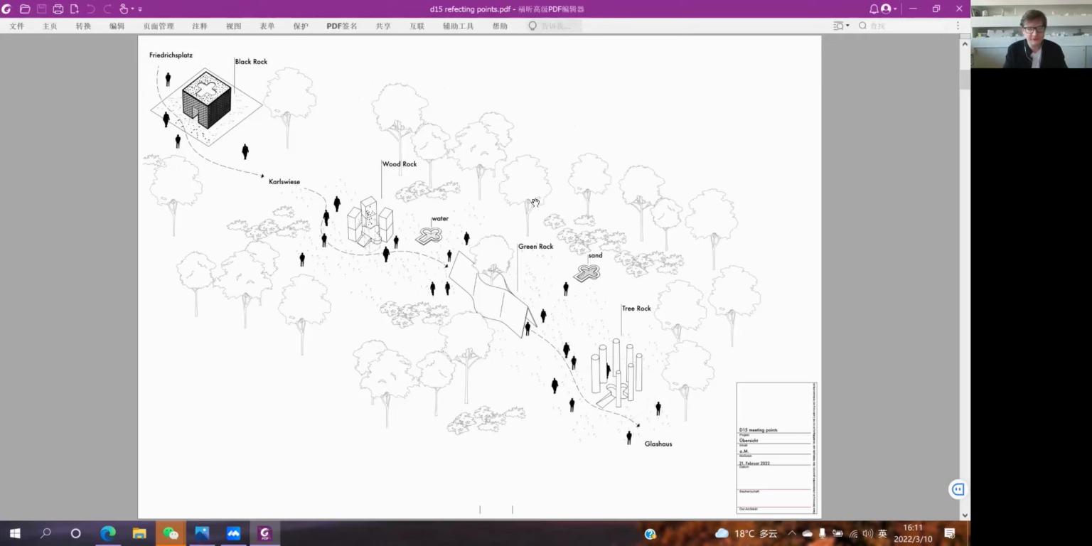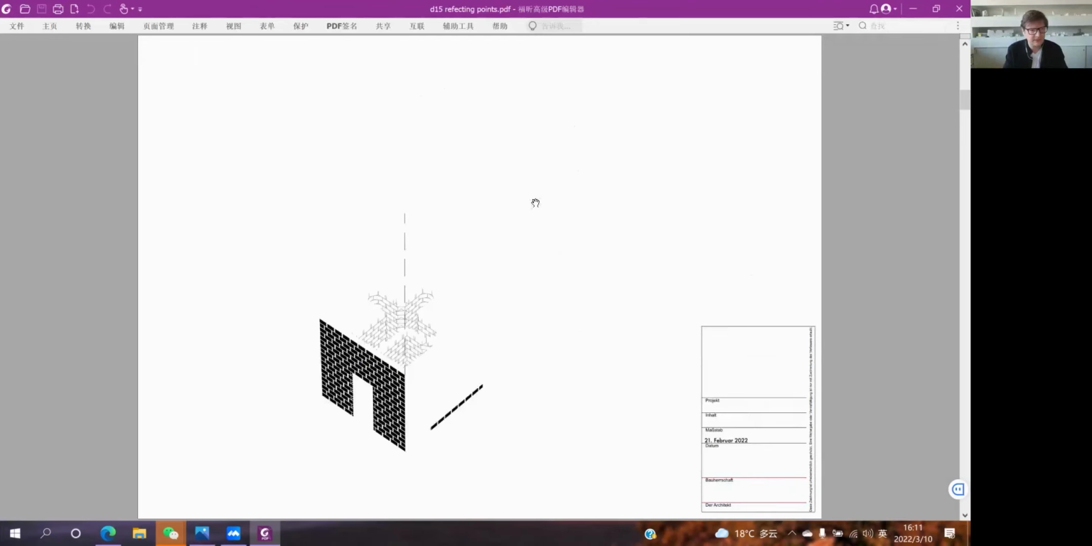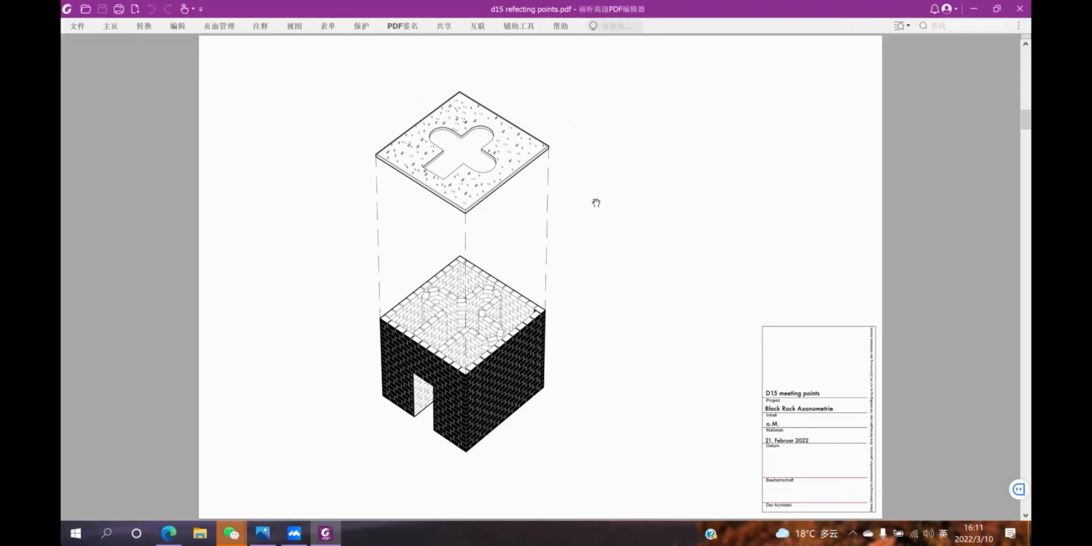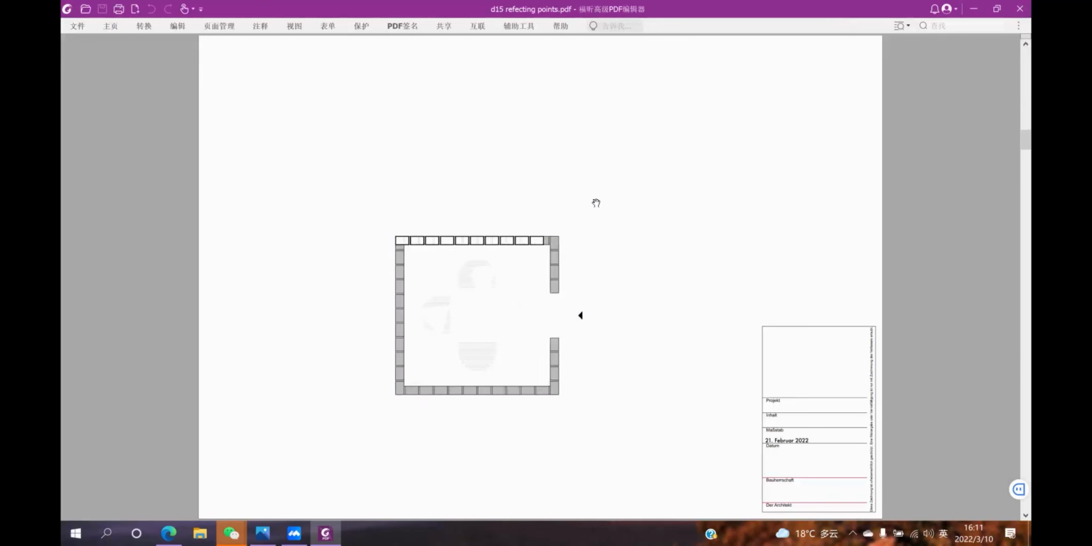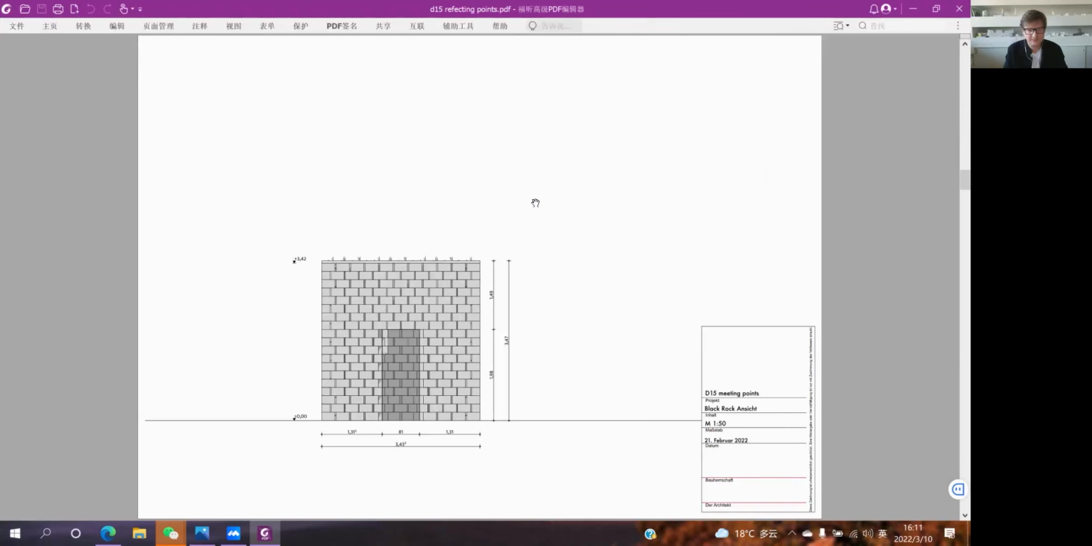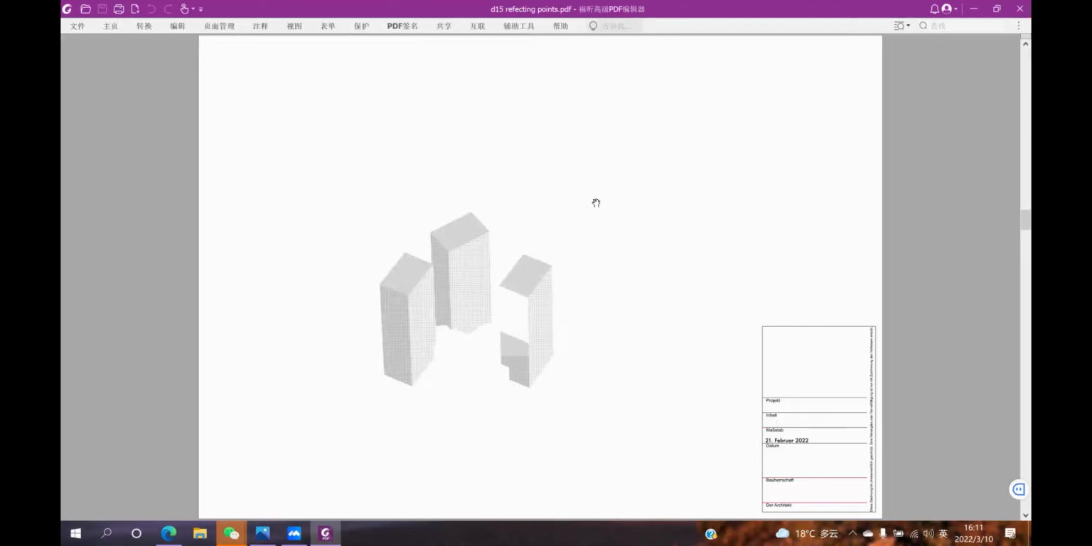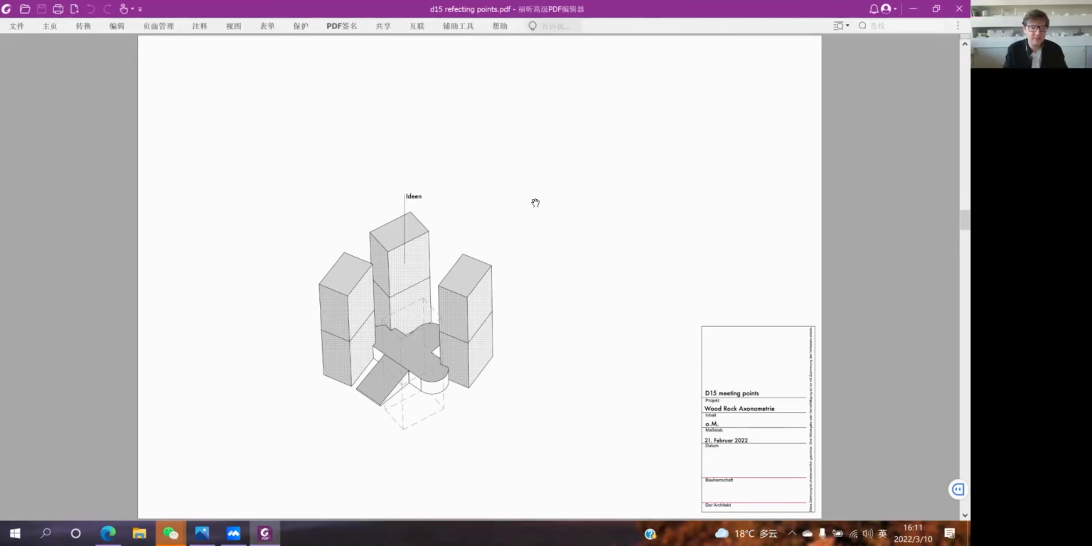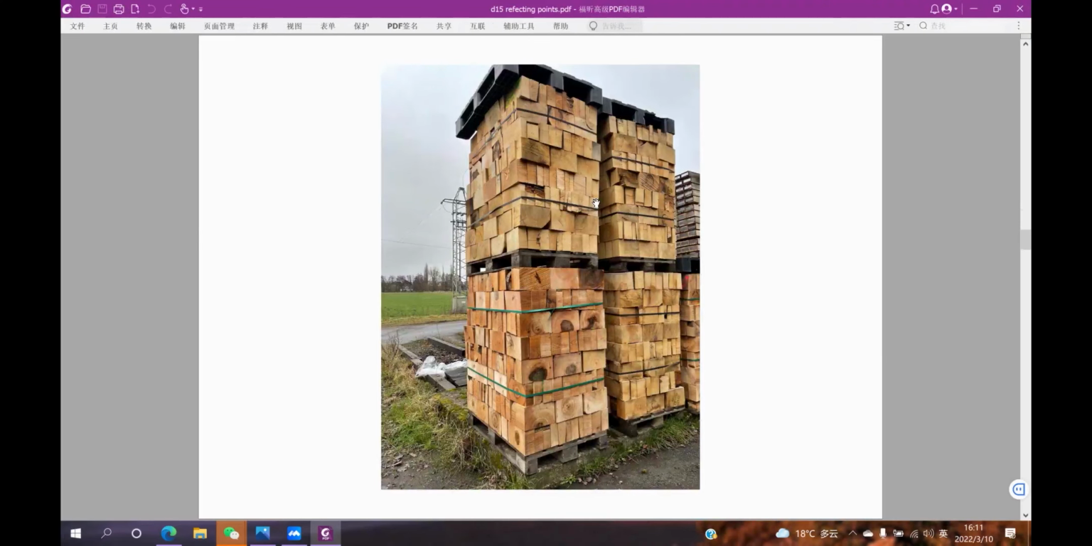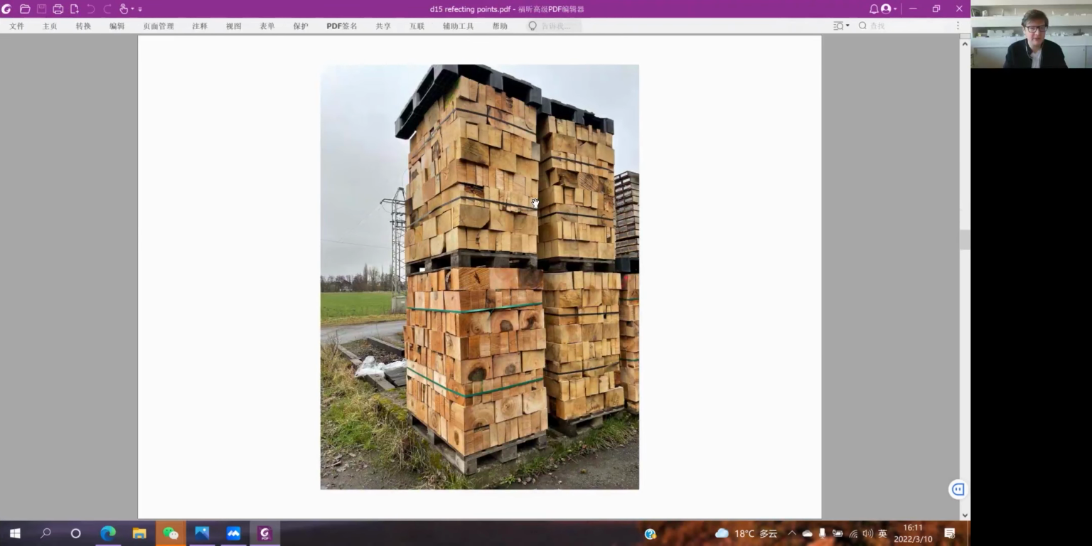So you can see already that the next pavilion down in the park is broken up. It's not enclosed anymore. It's not self-referenced. It's opening up. And the material will be wood. Everything will be out of wood.